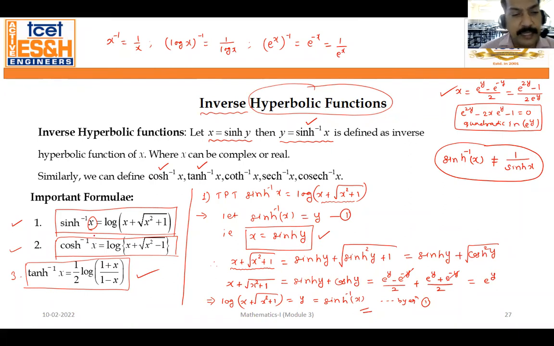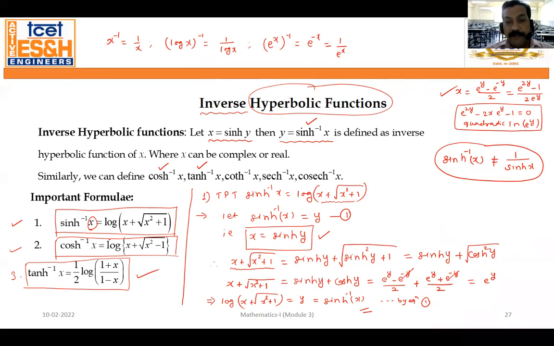यही मेथड हम अप्लाई करेंगे cos hyperbolic of x को प्रूव करने के लिए, tan hyperbolic of x को प्रूव करने के लिए, and these are the only three inverse hyperbolic functions that we need to discuss in this exercise. Is it understood?